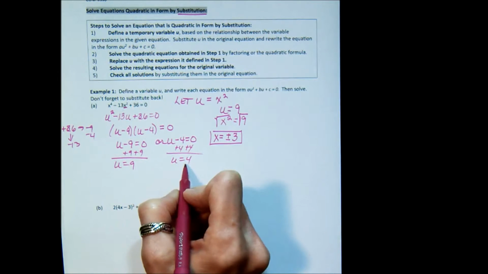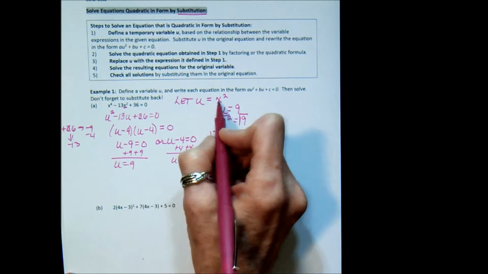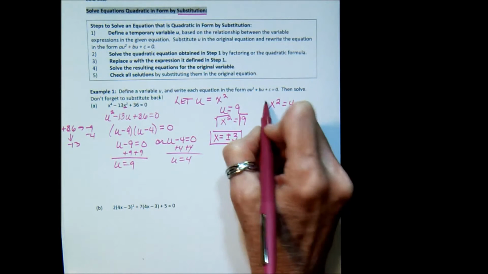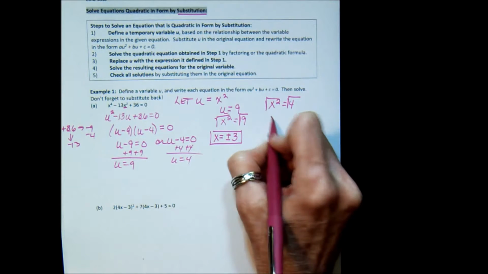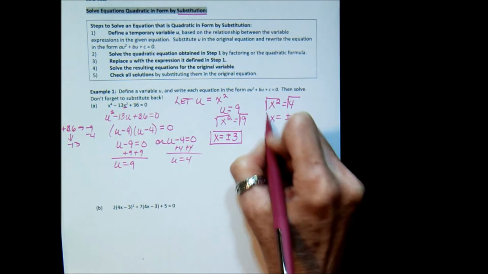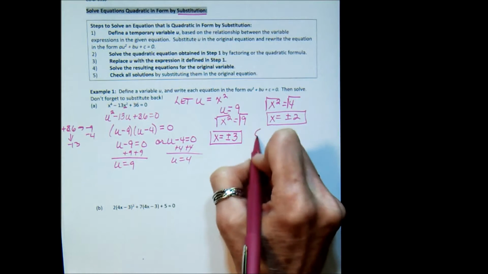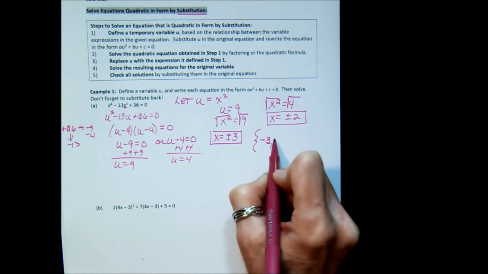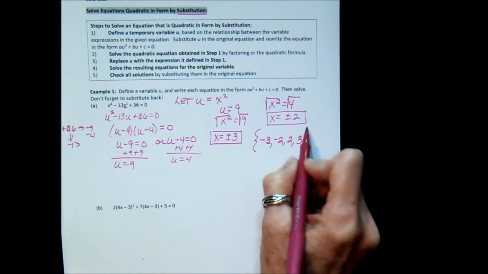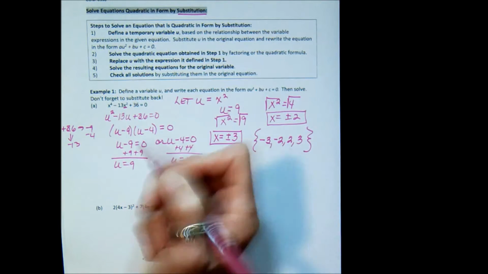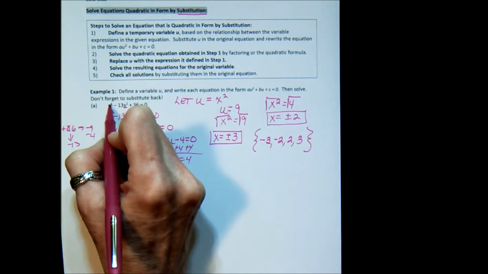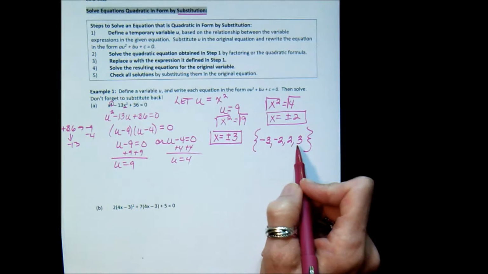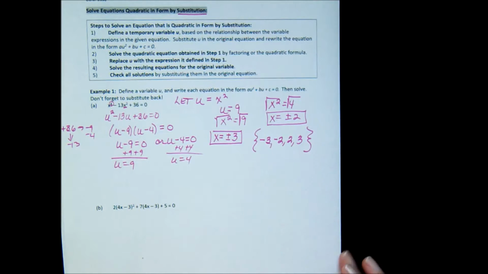So there's two answers. Now I'm going to go to u equals 4, but u is a stand-in for x squared, so that must mean x squared equals 4. Take the square root of both of those and I get x equals plus or minus 2. So you'll notice if I show it in set notation, my answers are negative 3, negative 2, positive 2, and 3. I have 4 answers, and this exponent here, x to the fourth, gave me the clue that I should get 4 answers. Let's try another one.